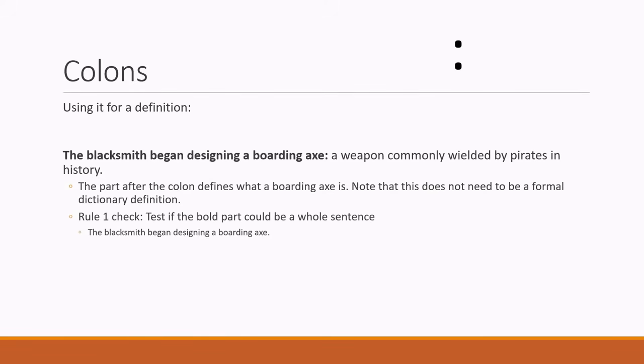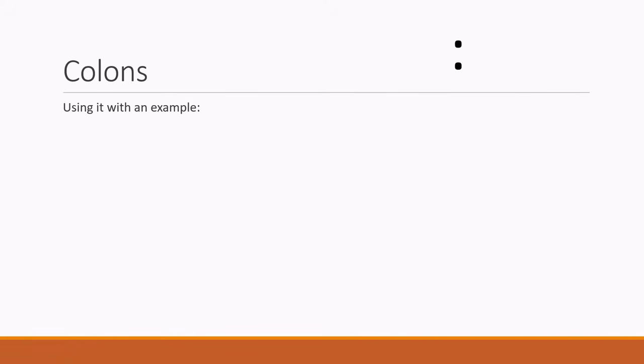And surprise, surprise, we're going to do the rule 1 check. Is this a complete sentence to the left? The blacksmith began designing a boarding axe. Yes, it is. So we're okay. Rule 1 is obeyed. Finally, let's see it used as an example.